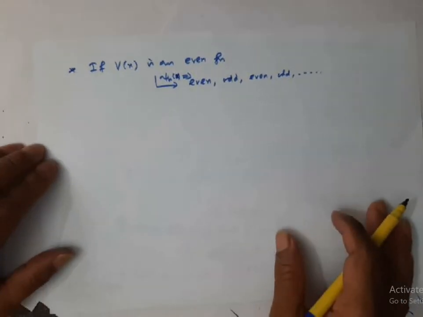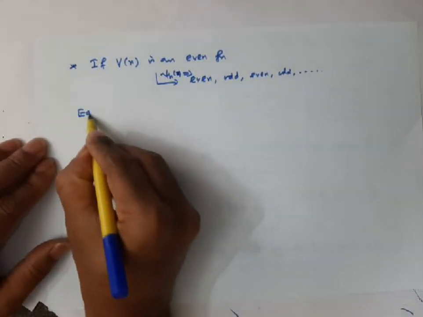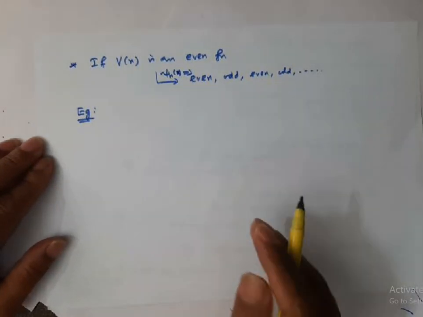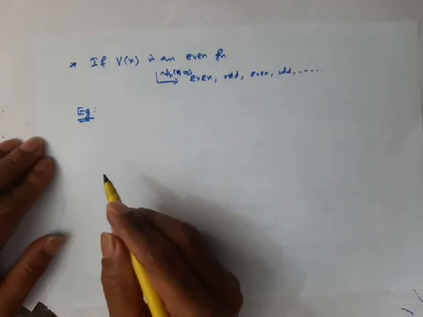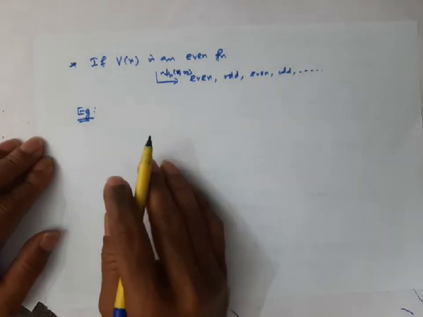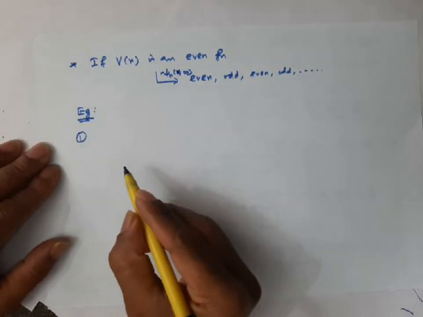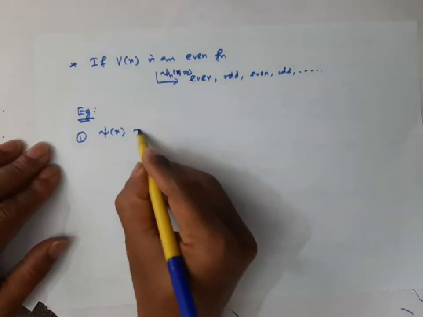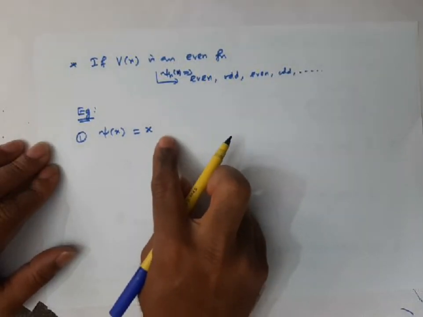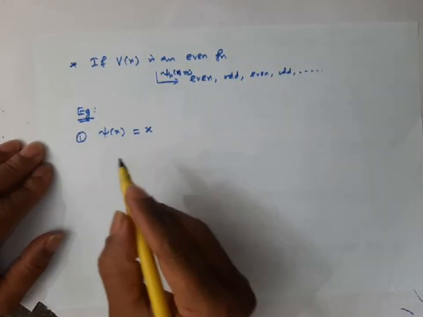Then let me take some examples and show you how this is applicable in different cases. Before going to that, how do we check whether a function is an eigenfunction of the parity operator or not? Let me show some examples. Number one, take the function psi of x equal to x. Is this function an eigenfunction of the parity operator, and if so, what is the eigenvalue?